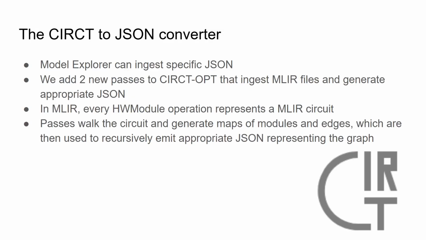So, quick technical explanation. Model Explorer supports a very specific format of JSON, which we decided to use. And so we add 2 new passes to circt-opt, which is the CIRCT pass system. We add an instance graph pass, and we add an operation graph pass. So we basically receive a parsed MLIR structure, and then we recursively traverse it to collect appropriate information such as maps, modules, and edges, and then we use that to make the appropriate JSON.